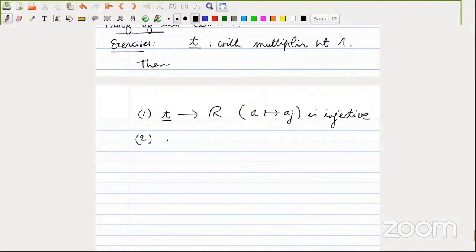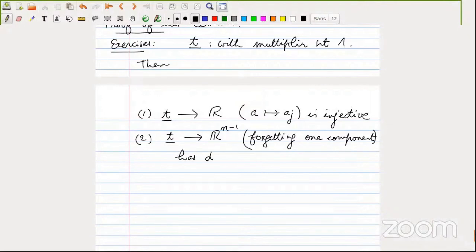And then the second is that I have another projection to R to the n minus one, where I forget one component. So this map is given by forgetting one component. This has dense image.